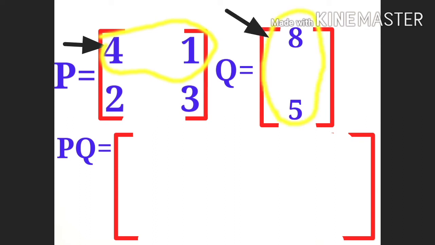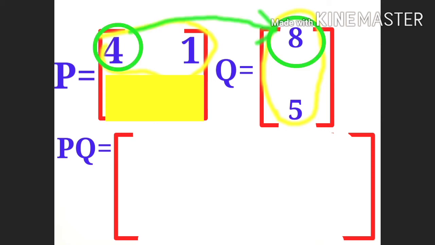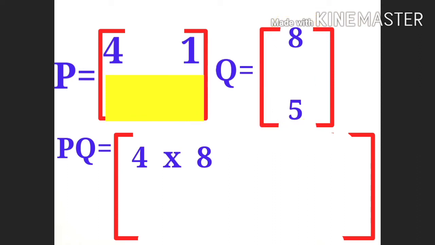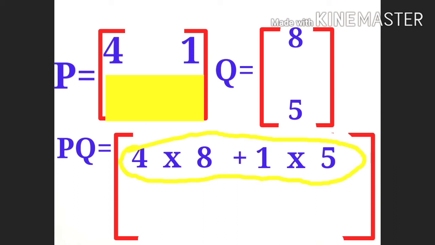Friends, while doing this, we have to hide or ignore the remaining rows and columns either by using our hands or paper, etc. So multiply the first element in P's first row with the corresponding first element in Q's first column. Friends, we'll get 4 multiplied by 8. Moving on, let's go to the second element in the same first row. Multiply that with the corresponding second element in the same column, and we will get 1 multiplied by 5, which we have to add to 4 multiplied by 8. Now, no elements are left in the row and the column. So we have got the first row, first column element of the product matrix.